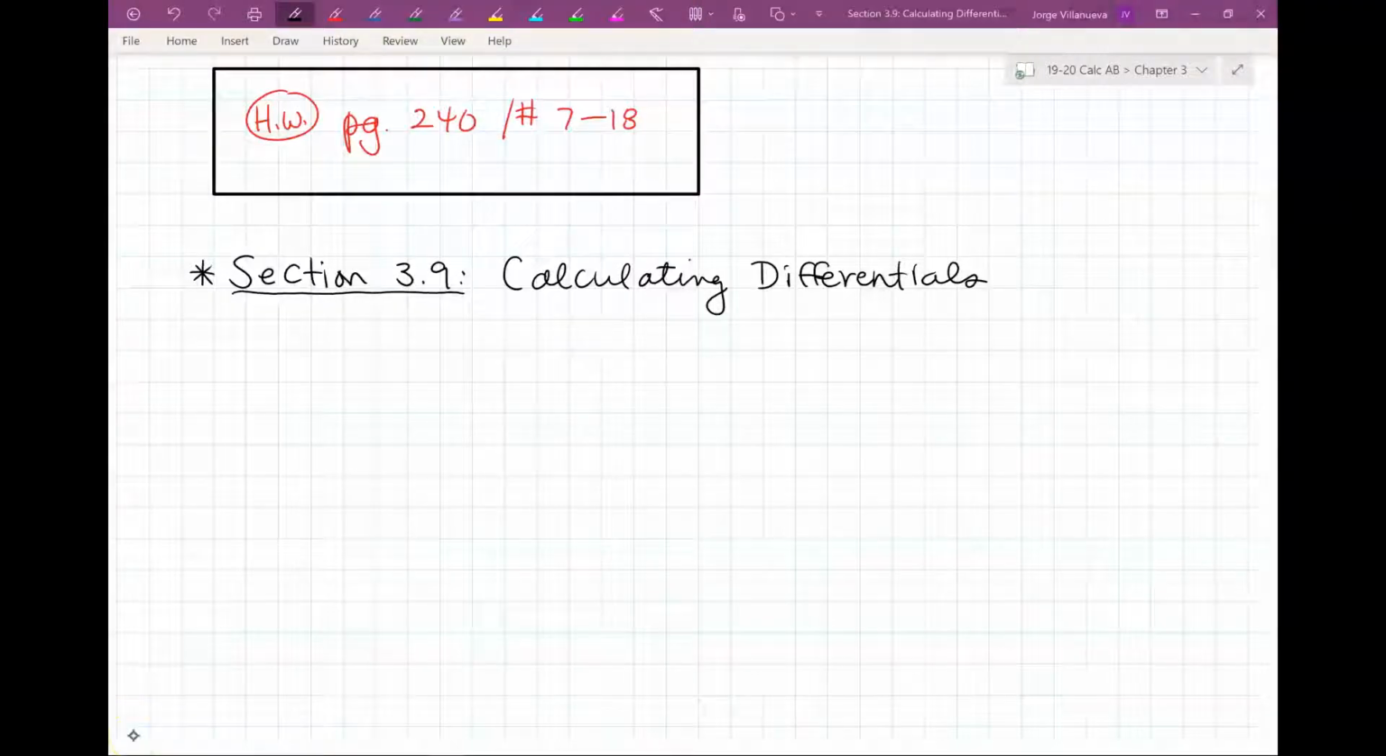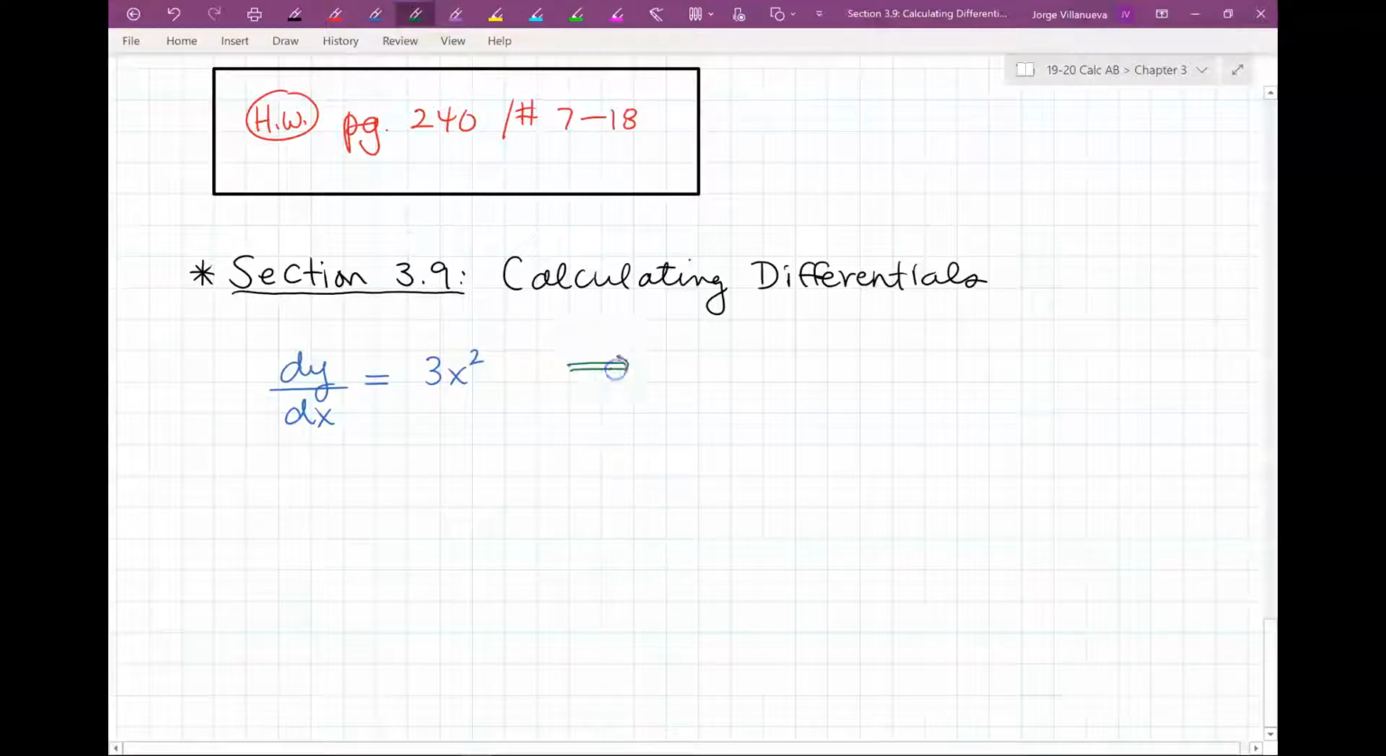All right, so in calculating differentials, what we've learned so far is the following. We've learned dy/dx is equal to, let's just say, 3x squared. We took a derivative of something and we got dy/dx equals 3x squared. Well, differential form is basically this. They say dy is 3x squared dx. What did they do?